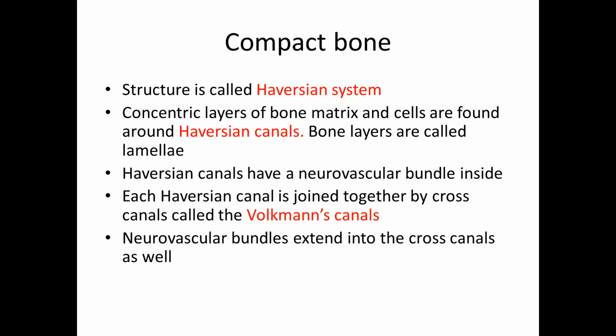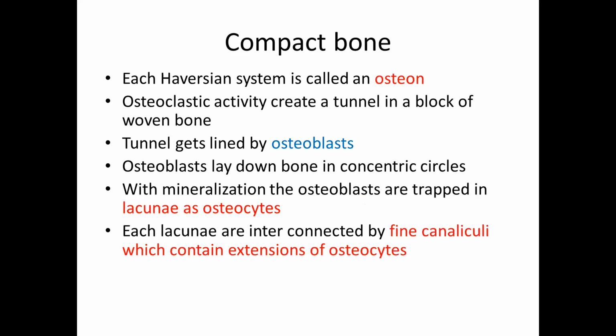Haversian canals have the neurovascular bundle inside them. Each Haversian canal is joined together by cross channels, which we call Volkmann's channels. The neurovascular bundles extend into these cross channels as well. Each Haversian system, where there's one canal and several concentric layers of bone, is called an osteon.